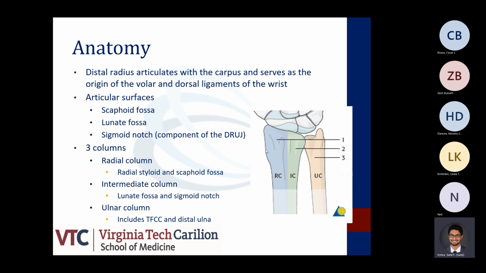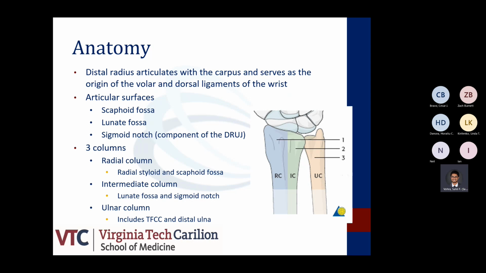So you guys can see that here. And then basically there's three columns that we'll talk about in regards to distal radius fractures. The radial column, we'll talk about the radial styloid and scaphoid fossa when we're referencing the radial column, the intermediate column, which is the lunate fossa and sigmoid notch, and then the ulnar column, which includes the TFCC and the distal ulna as well.